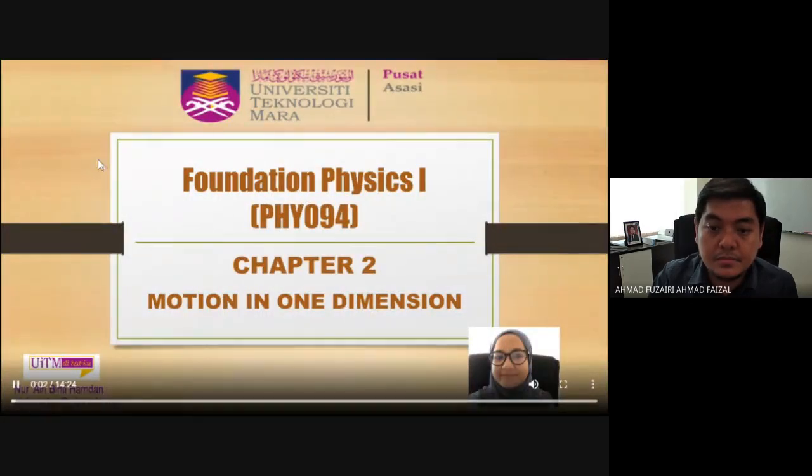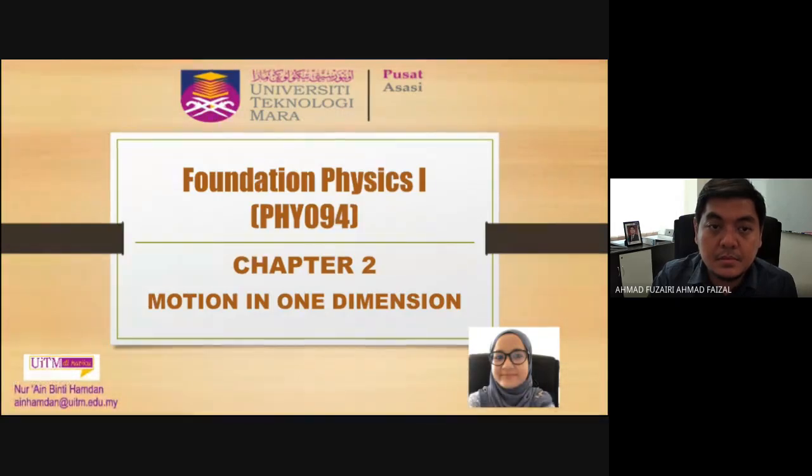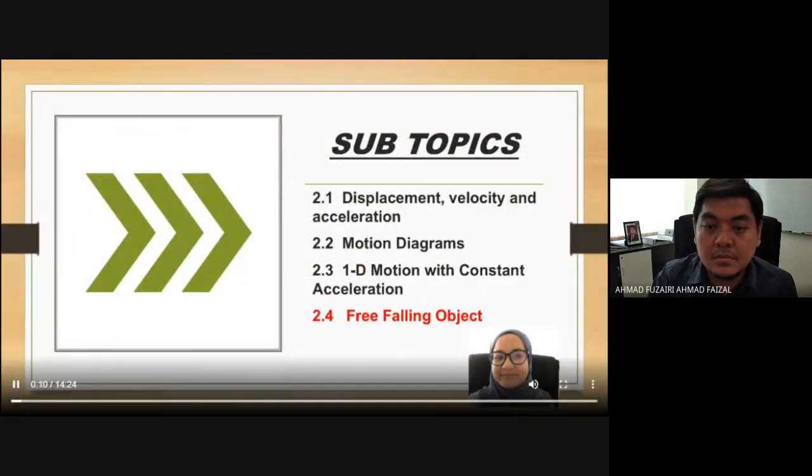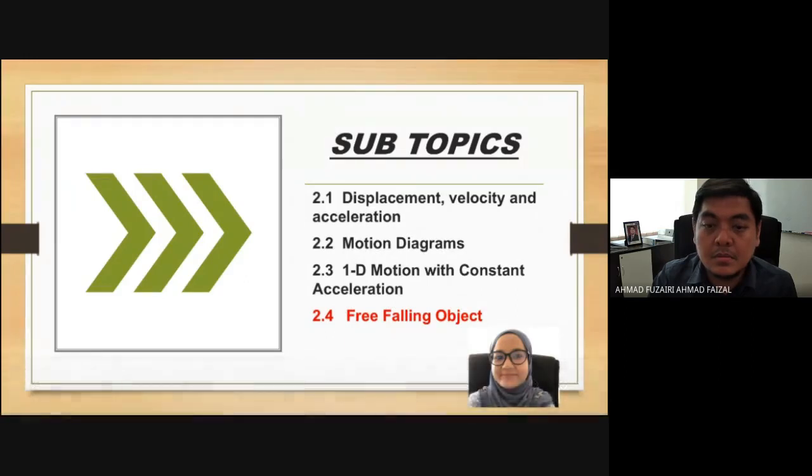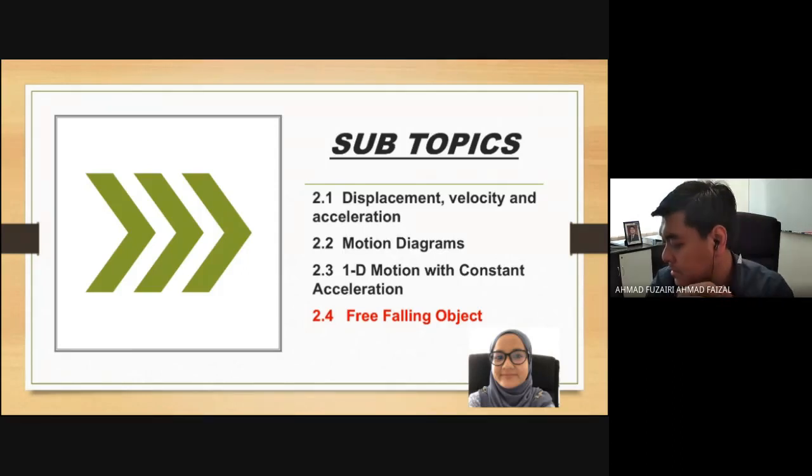Welcome and good day, students. Today, let's talk about physics in mechanics, focusing on motion in one dimension. So we are going to start with identifying all the subtopics in chapter 2. Let's begin with the first subtopic, 2.1, discussing parameters involved in a linear motion, such as displacement, velocity, and acceleration. 2.2 is about motion diagrams. 2.3 is one-dimension motion with constant acceleration. And lastly, 2.4 is free-falling object. But subtopic 2.4 will be discussed in the next video.